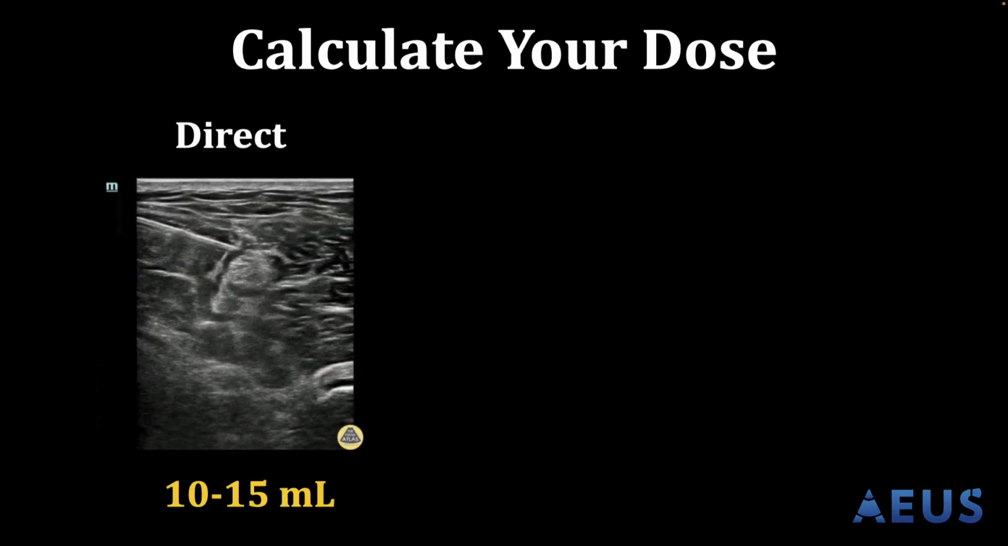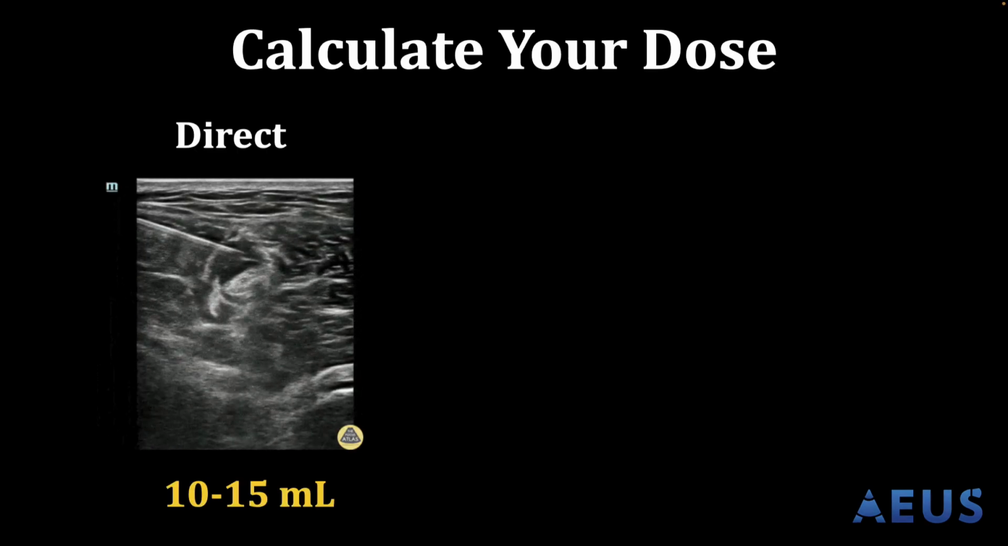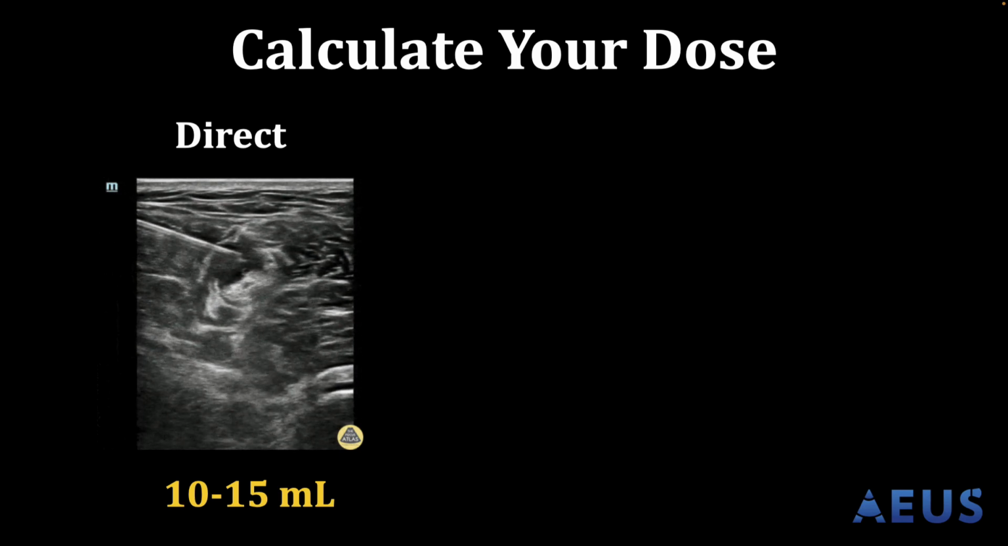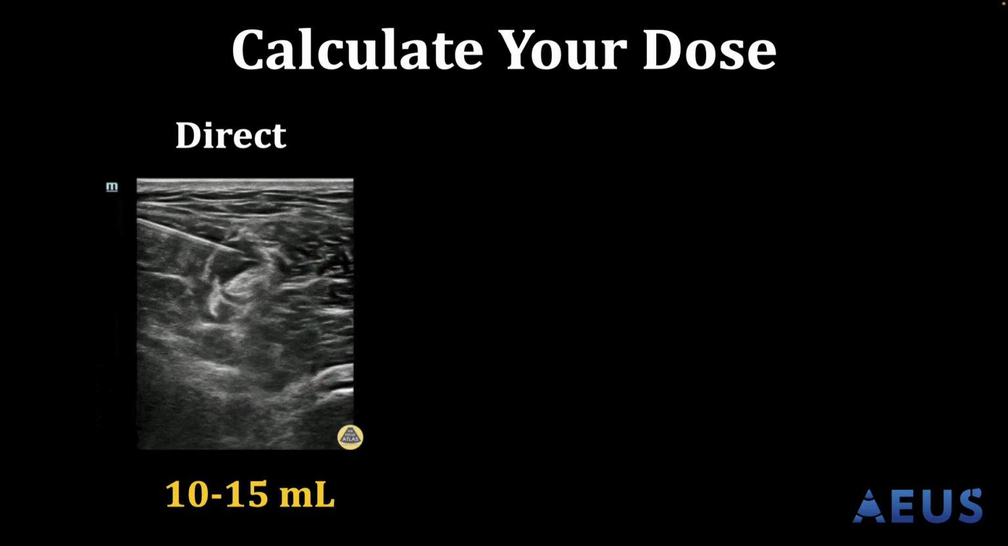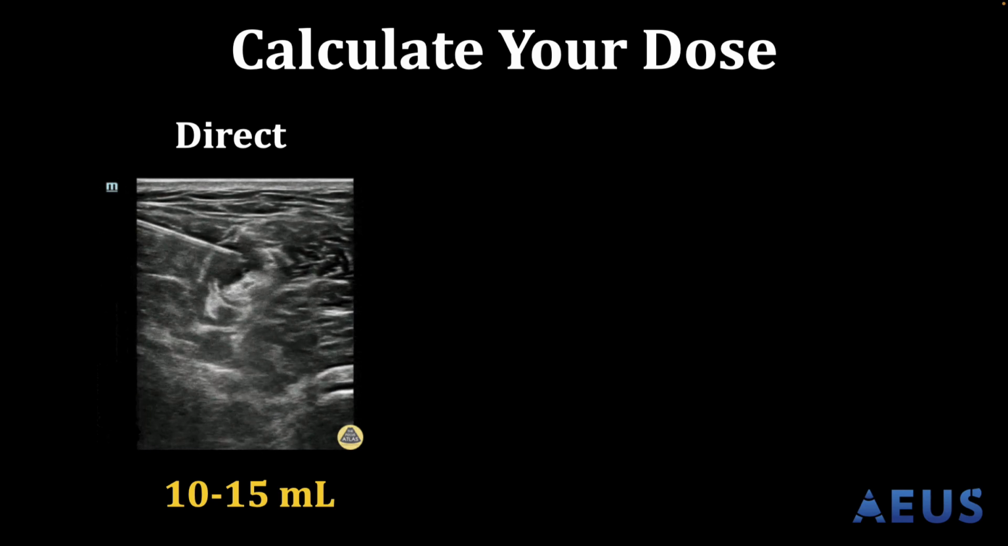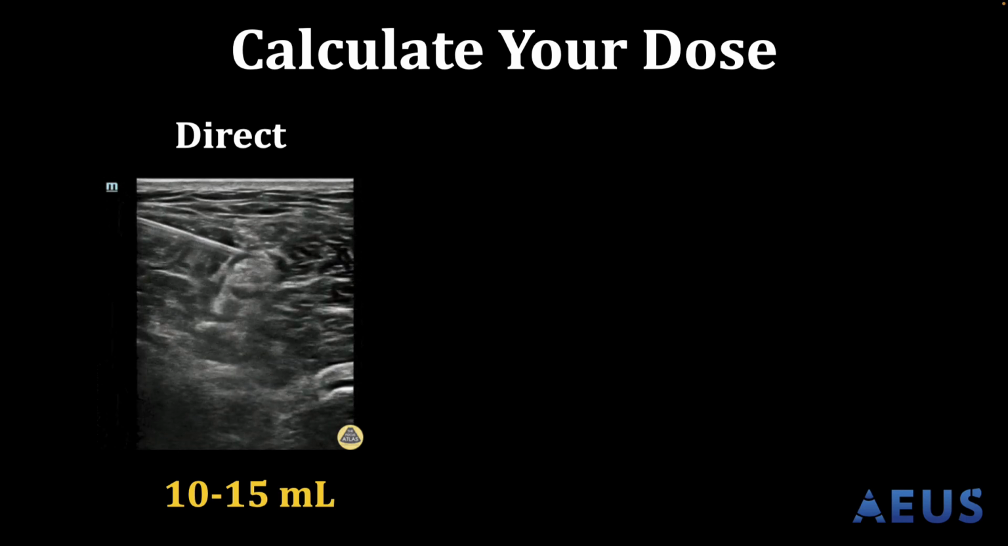Now that you've chosen your medication, decide how much volume you need. For direct nerve blocks where you can see the nerve of interest, the goal is just to surround the nerve with anesthetic. This usually requires 10 to 15 mLs depending on the size of the nerve. This technique is used for brachial plexus blocks, forearm blocks, and popliteal sciatic blocks. These lower volumes rarely approach toxic doses of anesthetic in adult weight patients.